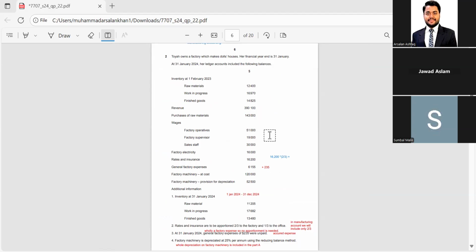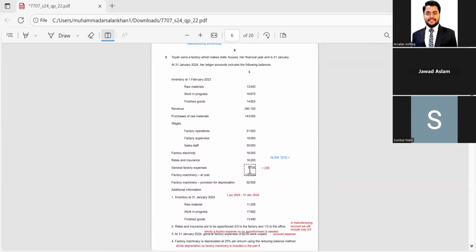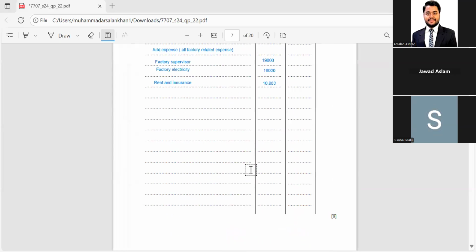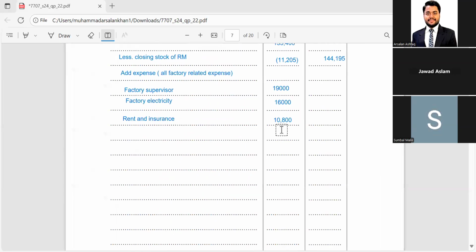On expenses, first, all expenses should be included in part A which wholly pertain to the factory, not office or premises. Okay, only those expenses we will include in part A which are incurred in factory. Like factory supervisor is an expense of the factory. Factory electricity is an expense of the factory. Okay. Then after that, we are on the rent and insurance. And rent and insurance, they have told us in adjustment number 2 that 2 upon 3 pertain to the factory. So the rent and insurance amount over here is 16,200. We write 16,200 into 2 upon 3 is 10,800.